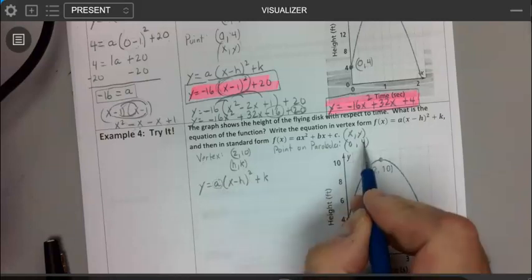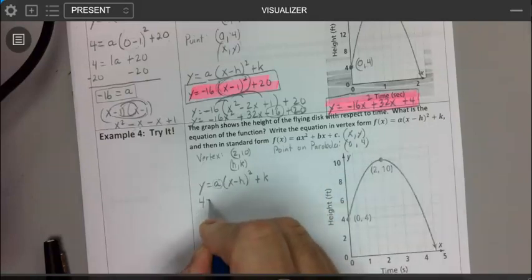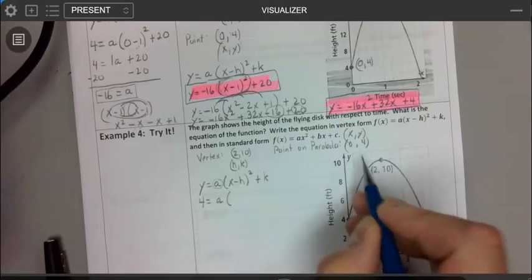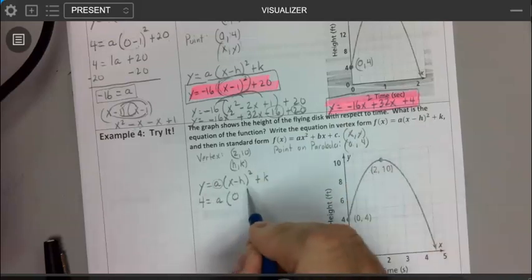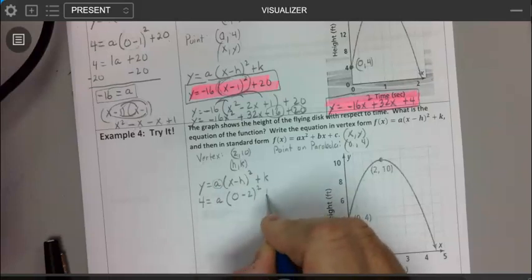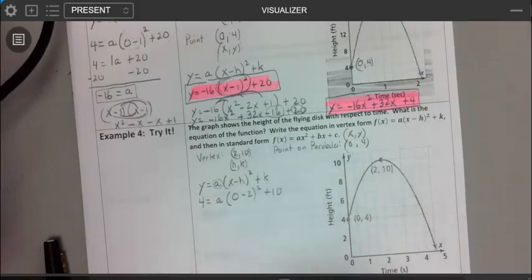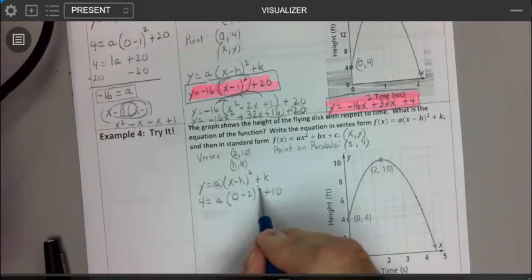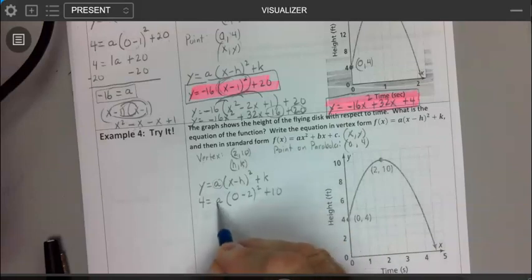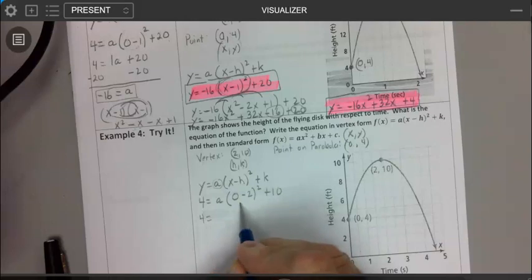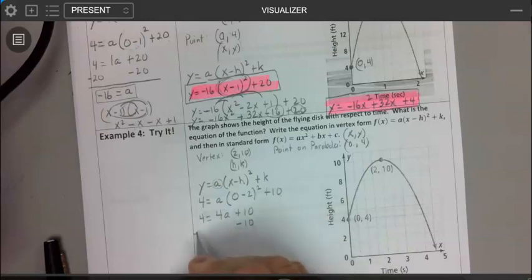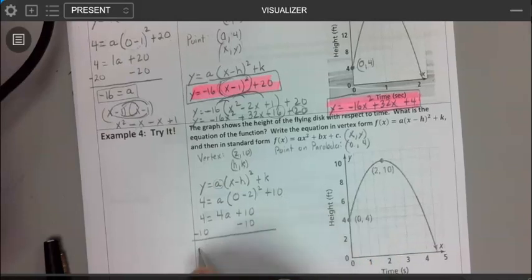So y is 4, a is my unknown, x is 0, minus h, which is 2, squared, plus 10, because k is 10. So negative 2 squared would be 4. Remember, put that 4 in front. Don't add it to 10. Don't put 4 here and then add to 10. Put it in front. And then now we're going to subtract 10. So we get negative 6 equals 4a.